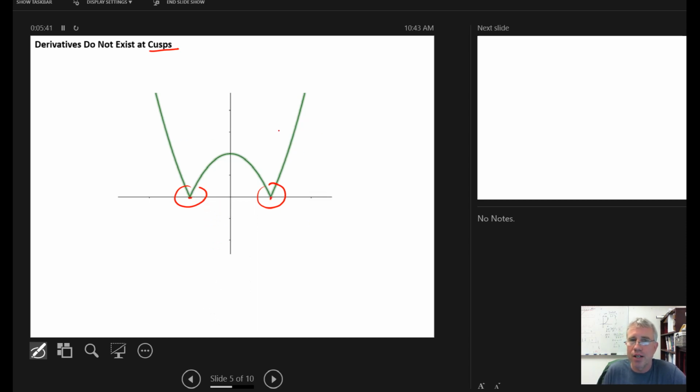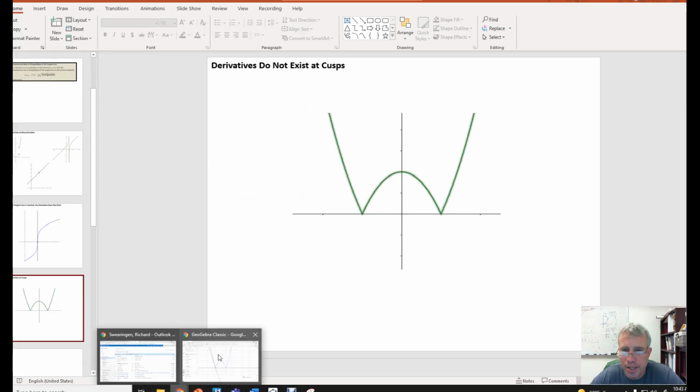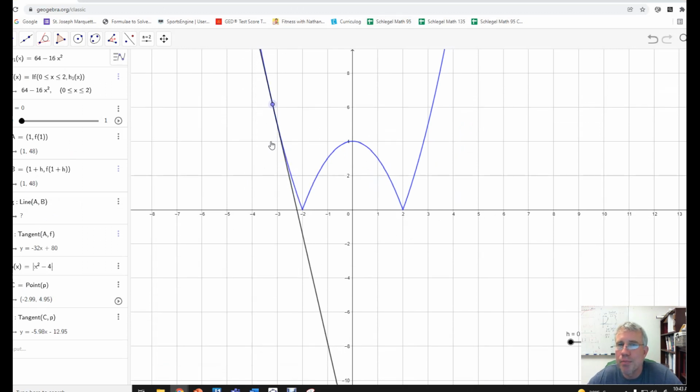So for this graph right here, the derivative exists except at the sharp corners. And graphically, you can kind of think about what's going on. So if we pop GeoGebra Classic open for a second and take a look at it. Here's the graph that we were looking at on the previous slide. And here's the cusp. Remember, the derivative is just the slopes of the tangent lines to a graph. So at this point right here on this graph, I have drawn in the tangent line. And think about what happens as this point on the graph moves closer and closer to the cusp.